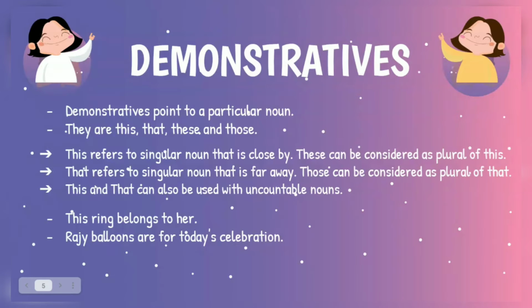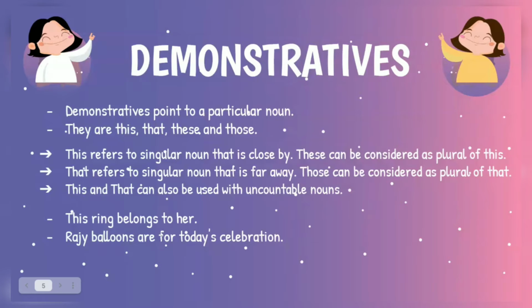And this is a very common thing. We know from our childhood that this is singular for close objects. These is its plural. That is the singular word for far away and those is its plural form. This and that can also be used with uncountable nouns.